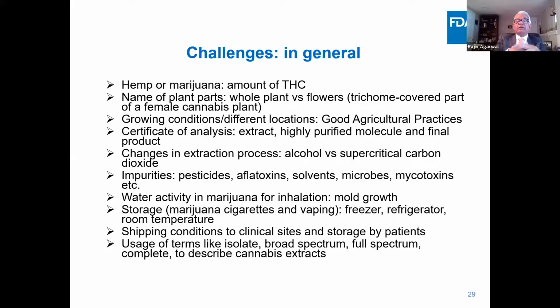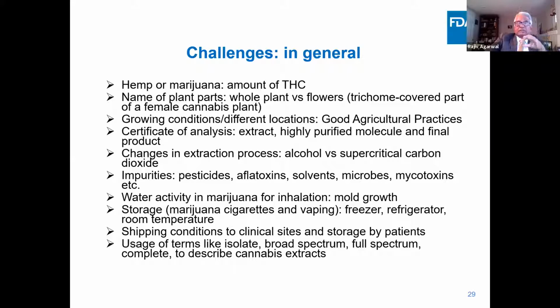And the impurities I talked about: the pesticides, aflatoxin, solvents, microbes, mycotoxin, etc., from the plant sources. Now, the water activity in marijuana for inhalation is very, very important. It has to be dry enough so the mold won't grow. People do research, and say, okay, 2% water is good enough. For example, you have to have enough water if you want to roll a cigarette. So these are things that need to be controlled. And how you store marijuana, cigarettes or vaping material: in a freezer, refrigerator, or at room temperature. Freezer appears to be the right choice, but then you have to take it out to thaw it. And if you leave it for a long time, it could start developing mold.